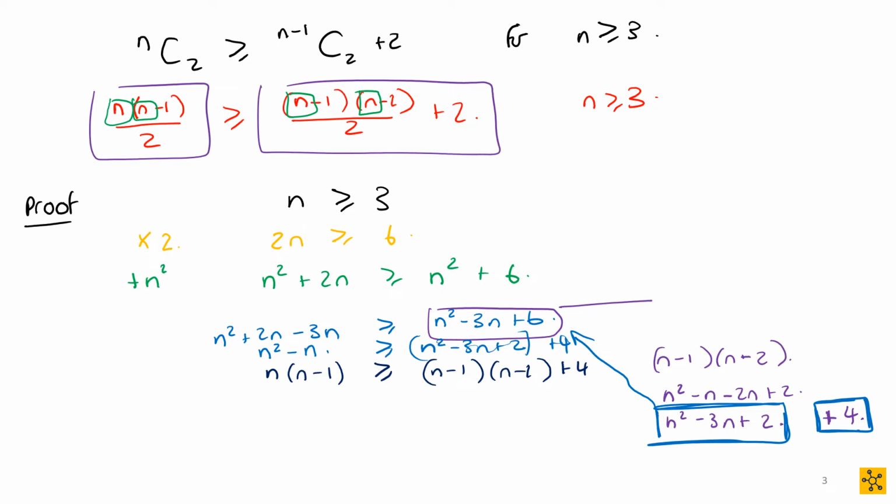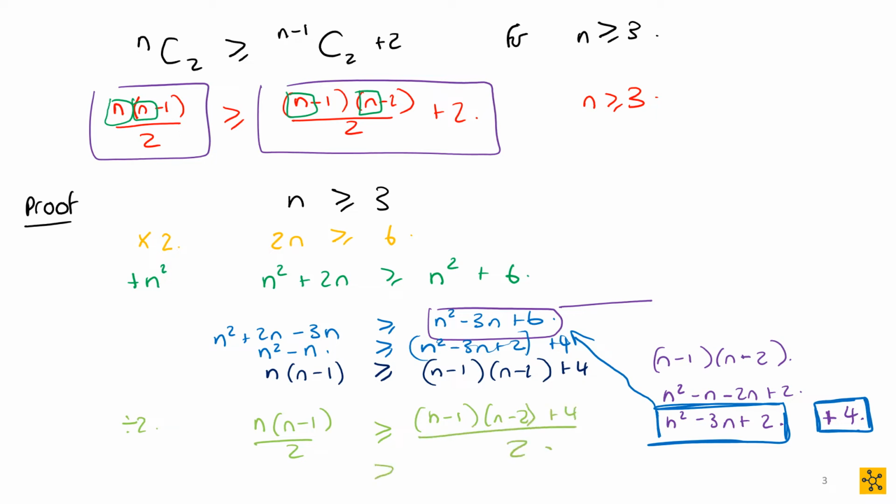Now we just need to go through our process and be like, okay, well, we need to divide by 2. So let's divide both sides by 2, and we get n minus 1 divided by 2 is greater than or equal to n minus 1, n minus 2, plus 4 divided by 2.